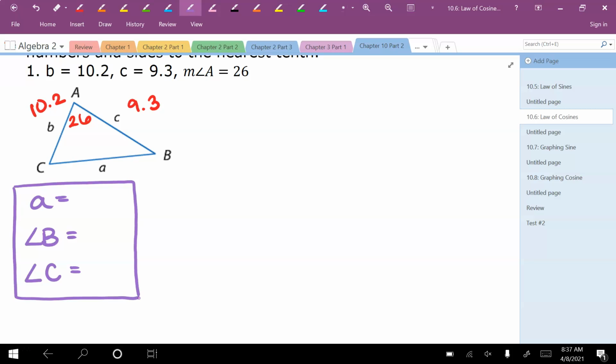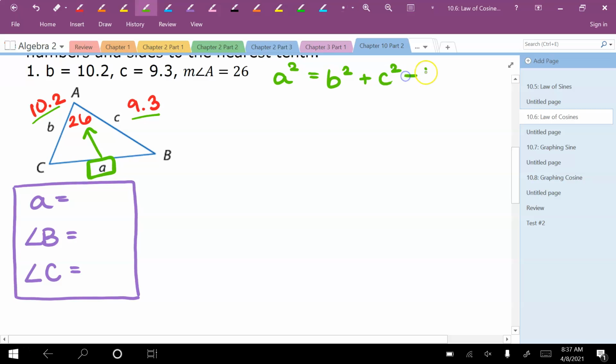Okay, so now I'm going to try to start solving some stuff. I'm going to begin by using law of cosines, because if I am trying to find little a, I have the angle across from it, which is the 26 degrees, and I have these two sides on either side of that angle, the 10.2 and the 9.3. So that's my B and my C. It's basically using that very first equation from the box above. That one said that A squared is equal to B squared plus C squared minus 2 BC cosine of A.